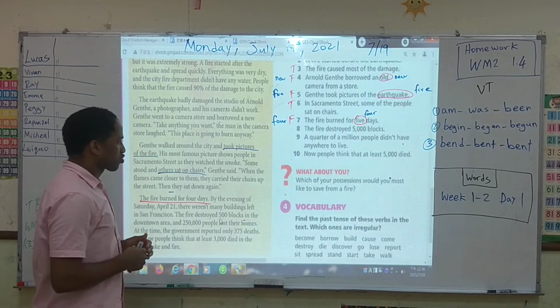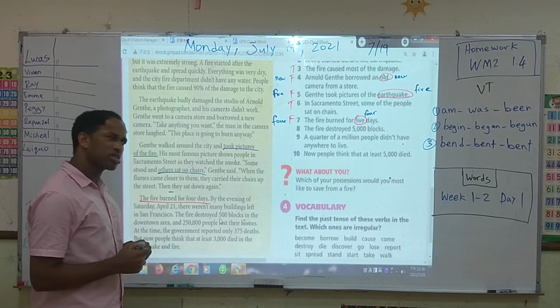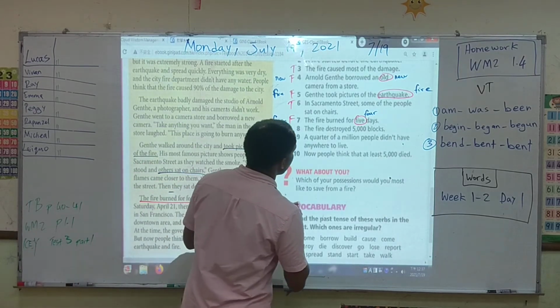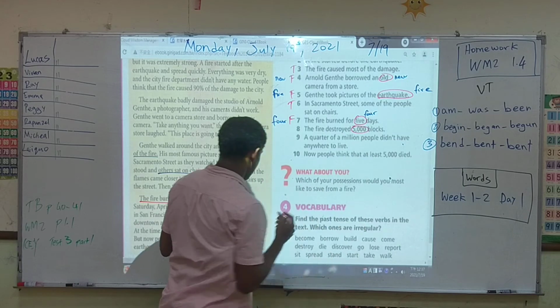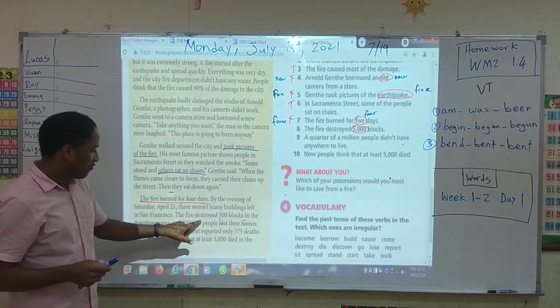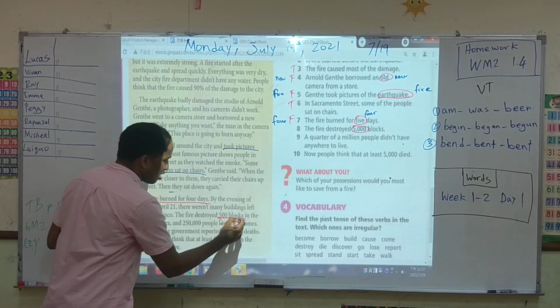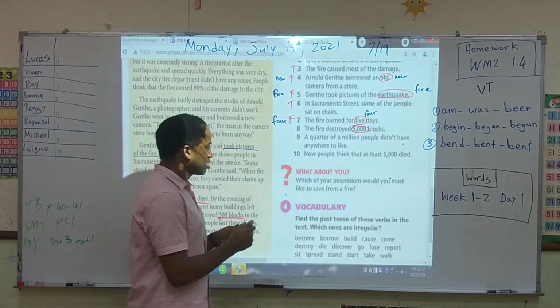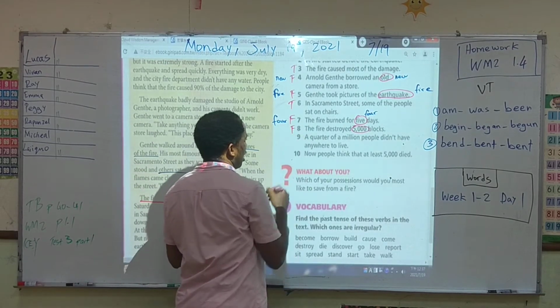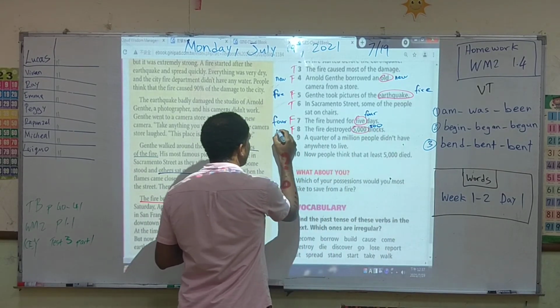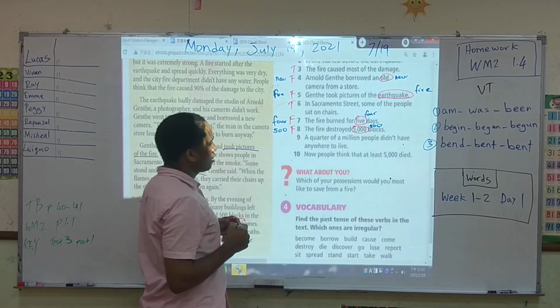The fire destroyed 5,000 blocks. 5,000 or 500? So let's take a look. 5,000. Let's read. The fire destroyed 500 blocks. So this is false. And how many? 500. So 5. Okay, good. 500.